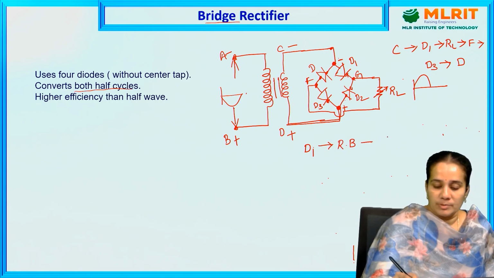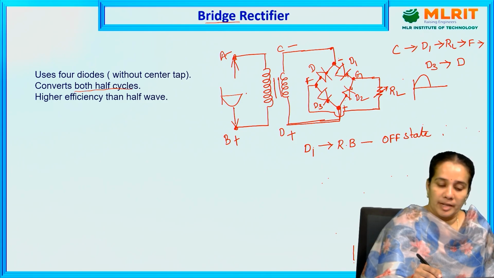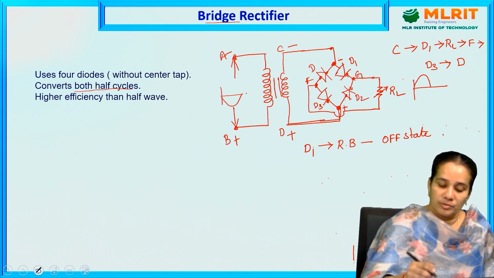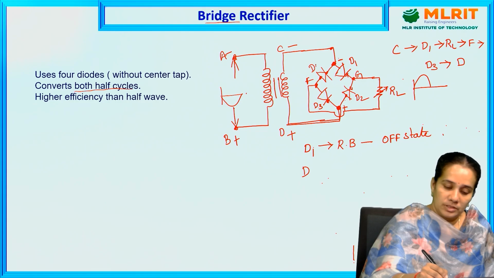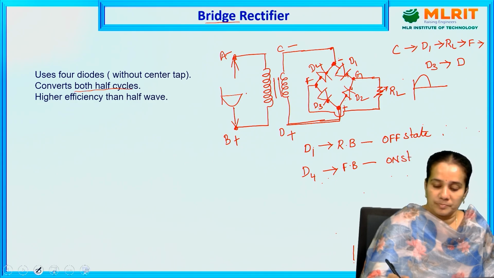So in the reverse bias, the diode is in which state? Off state. Next, at the same time, the negative voltage is applied to the negative terminal of the battery. When the negative voltage is applied to the negative terminal, this diode is nothing but the diode D4. Then the diode D4 operates in forward bias. In the forward bias, it is in which state? On state.